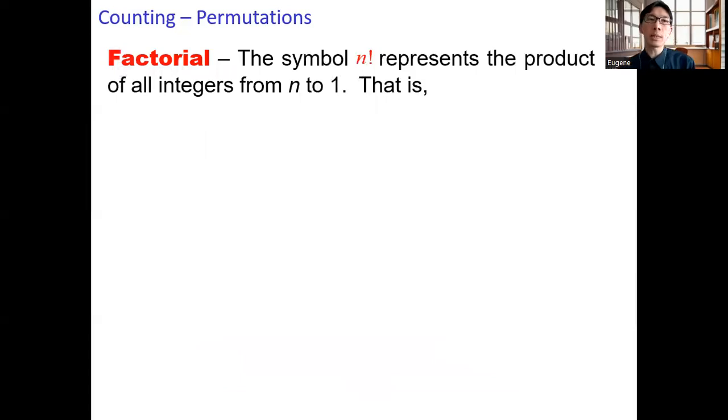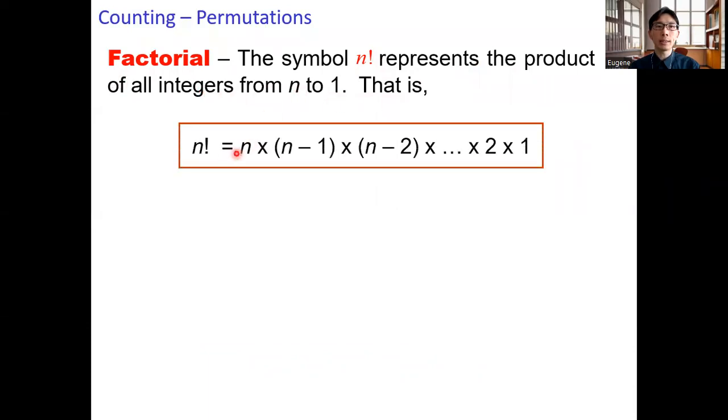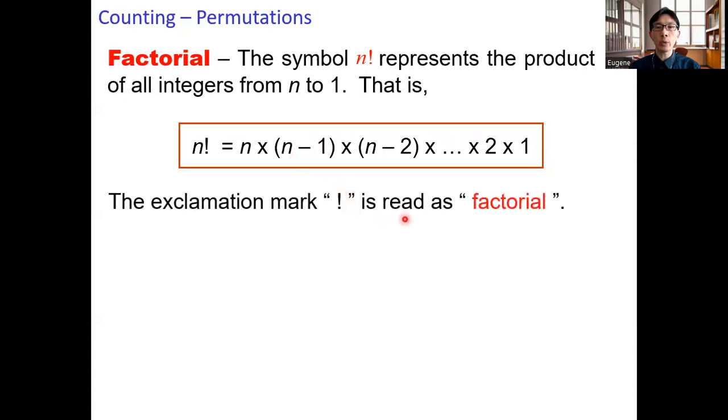Let's take a look at some symbols. Factorial. The exclamation mark here represents the product of all integers from n down to 1. That is, n with an exclamation mark equals n times n minus 1 times n minus 2, until we reach 1. This exclamation mark is read as factorial, so here, this is read as n factorial.